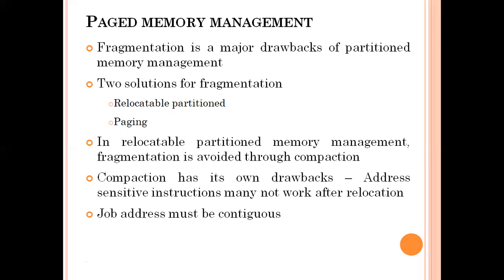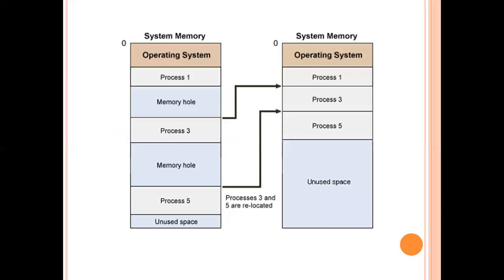Another problem is that the job address must be continuous. That means in every partition we are getting some free area, and it is not possible to divide the job itself into pieces and load each piece into a different partition. Whenever you want to allocate a job, the job address must be continuous. This is the major drawback of relocatable partition memory management. But another way of avoiding the fragmentation problem is through the paged memory management technique.